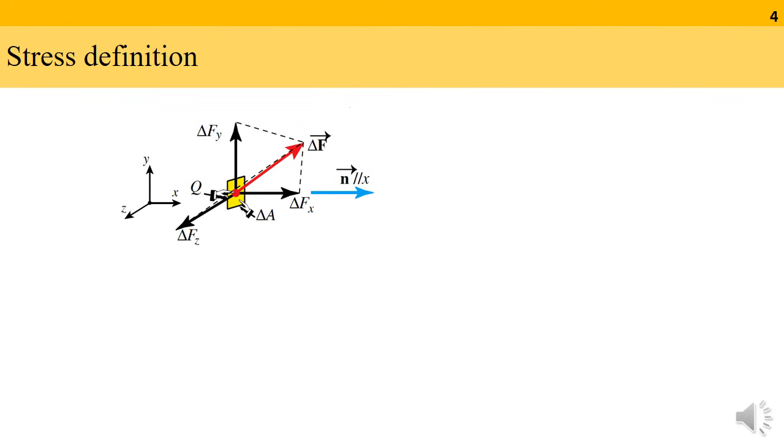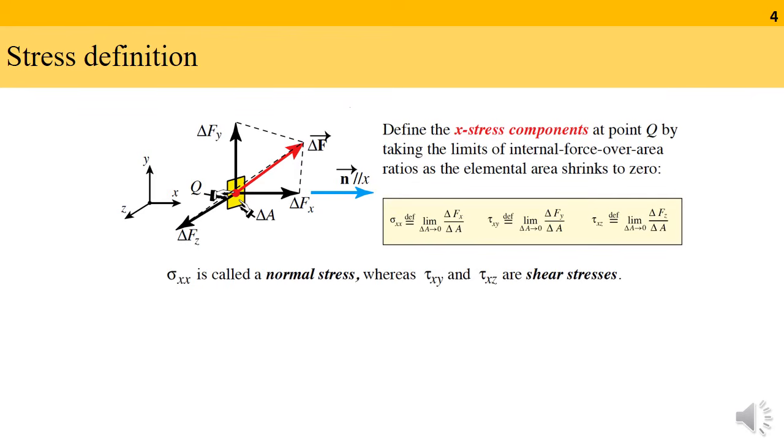The figure has been repeated here. Now, stress components at point Q are defined as limits of internal force over area ratio as the elemental area shrinks to 0, or mathematically sigma xx is defined as limit A tends to 0 of delta Fx by A. Tau xy is defined as delta Fy divided by delta A such that delta A is tending to 0. Similarly, tau xz is defined as delta Fz divided by delta A as delta A tends to 0.